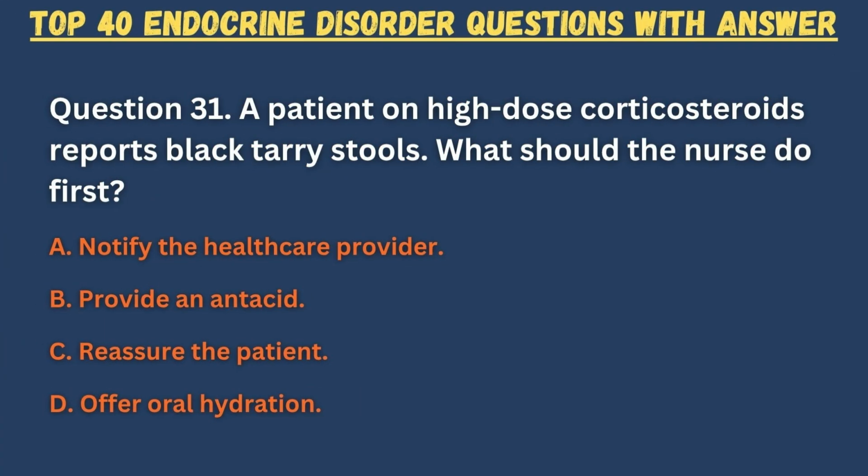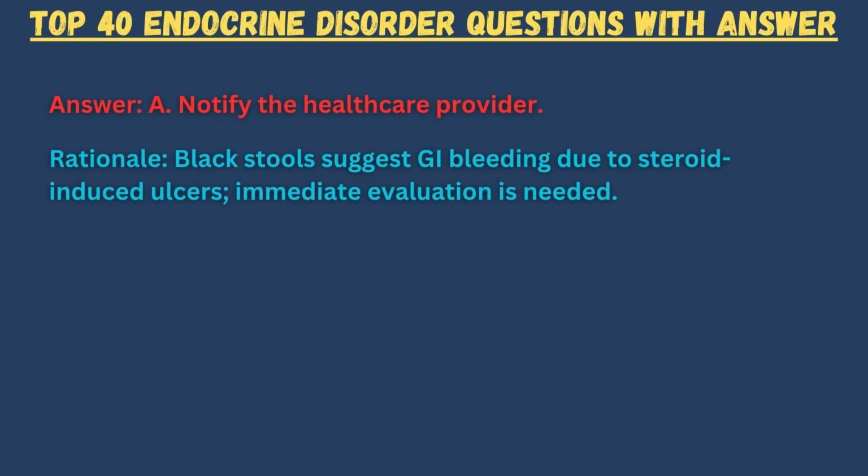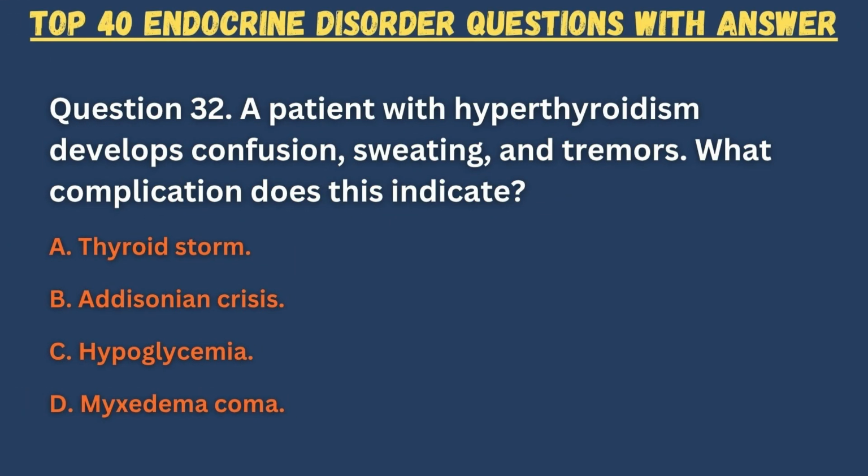Question 31. A patient on high-dose corticosteroids reports black tarry stools. What should the nurse do first? A. Notify the healthcare provider. B. Provide an antacid. C. Reassure the patient. D. Offer oral hydration. Answer: A. Notify the healthcare provider. Rationale: Black stools suggest GI bleeding due to steroid-induced ulcers. Immediate evaluation is needed.